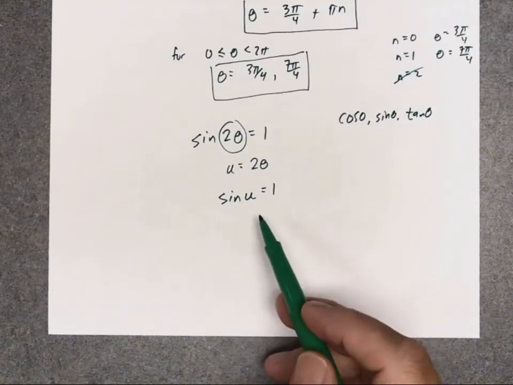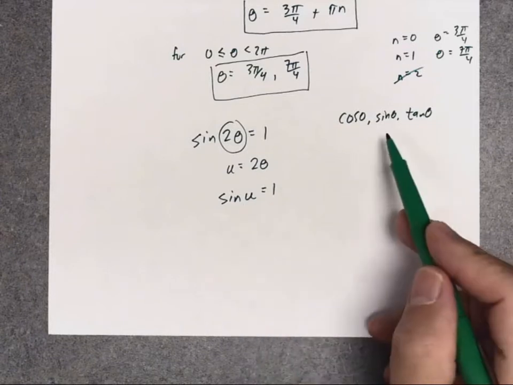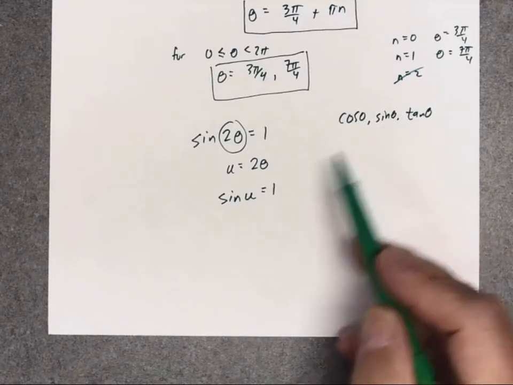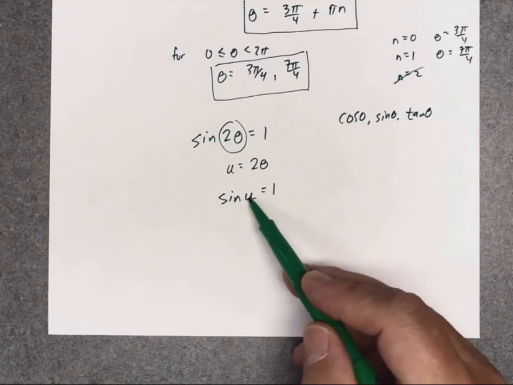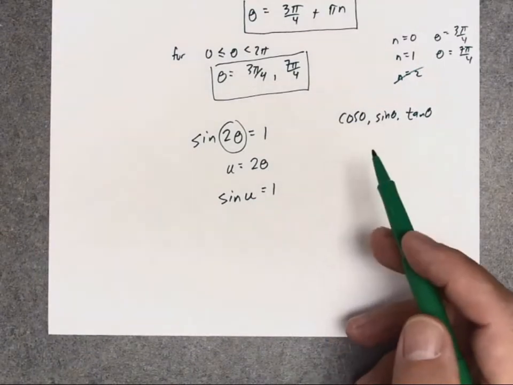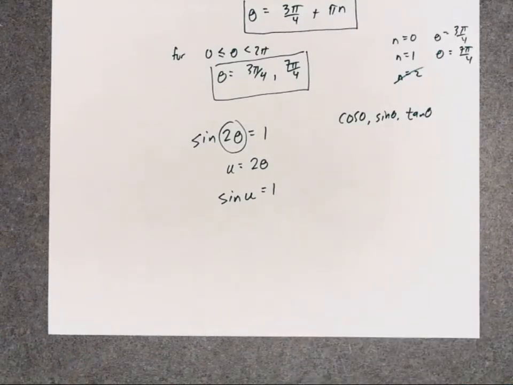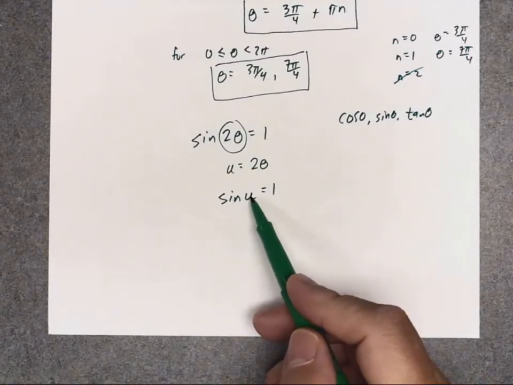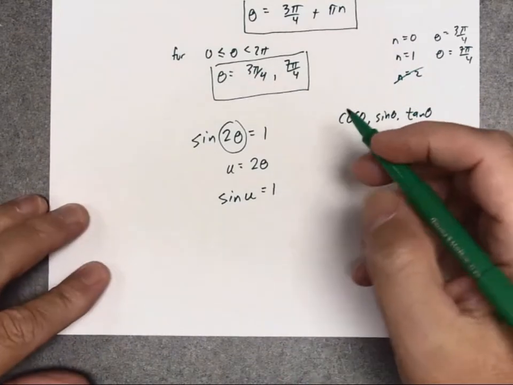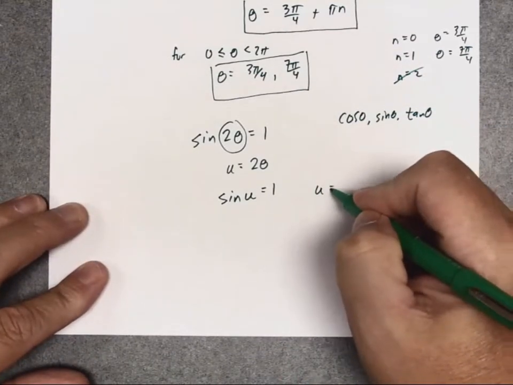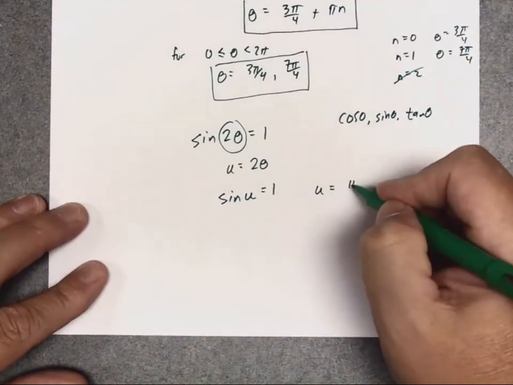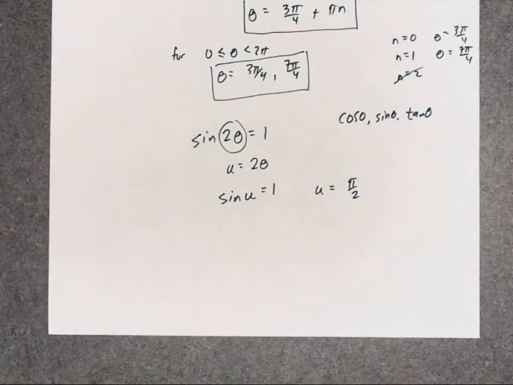And now this looks like what we've been doing before, where of course we called it sine of theta equals 1. Now we're going to have this u here instead of theta, but it's the same idea. If I try and solve this, I have to ask myself, what are the angles where the sine is 1? So the sine is 1 at pi over 2, and that's the only place on the unit circle where the sine is 1.